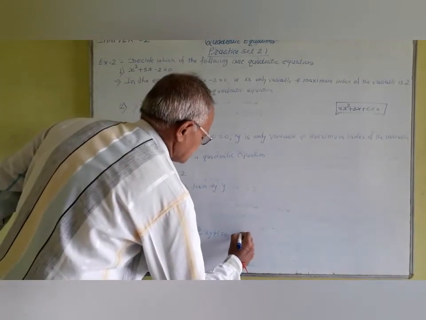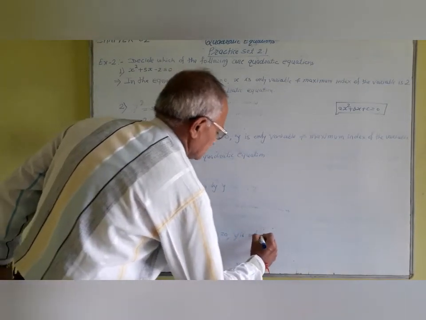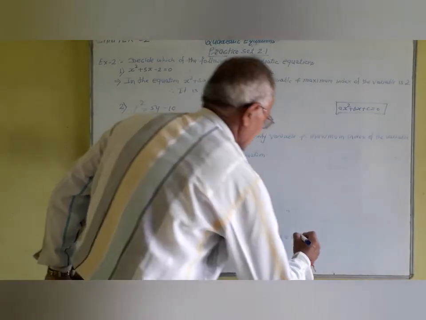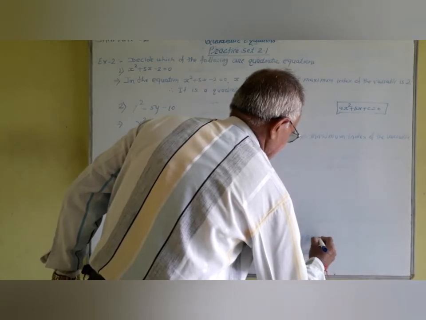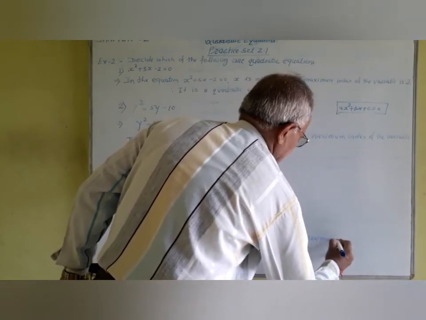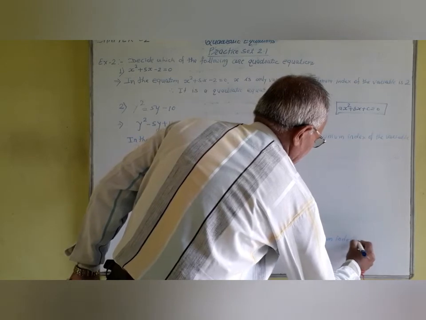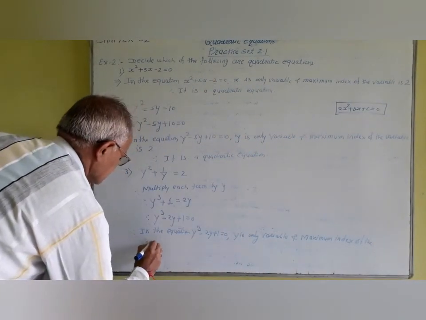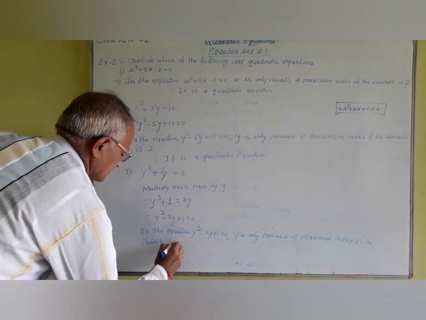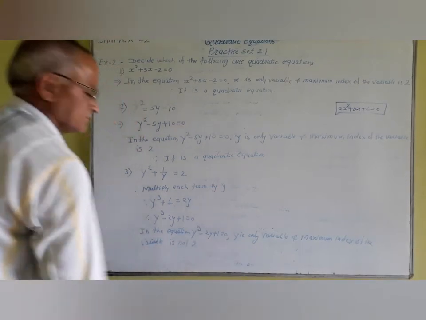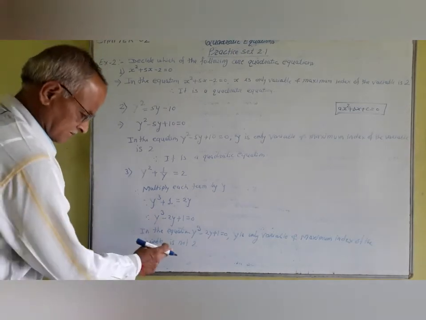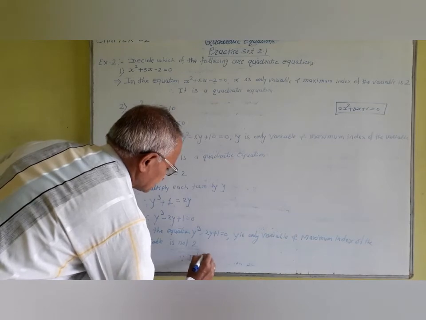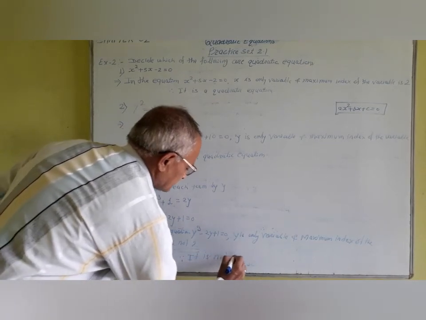y is the only variable and the maximum index of the variable is not 2. Maximum index is 3. It means that it is not 2, and therefore it is not a quadratic equation.